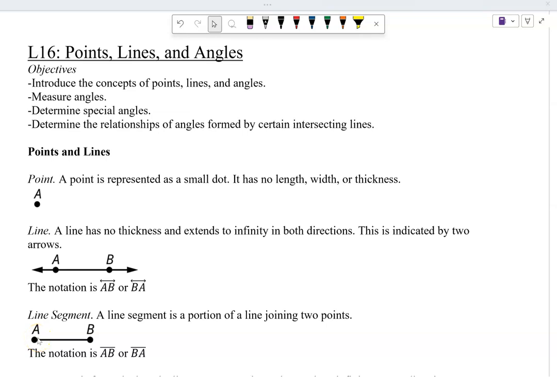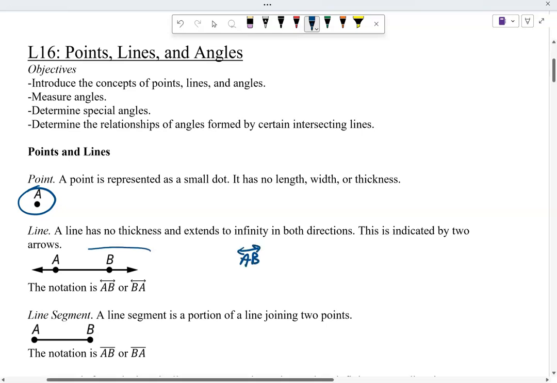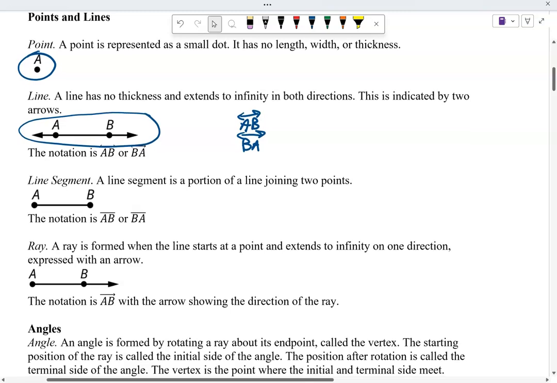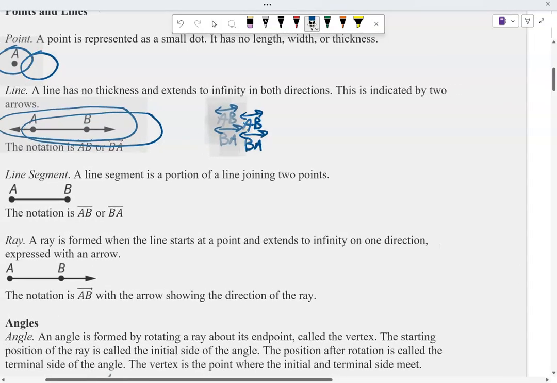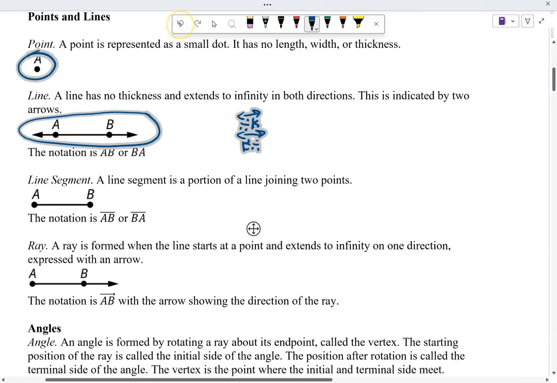We're going to take a look at points, lines, and angles. Let's first start out with a point. It's just represented by a small dot, right? It has no length, width, or thickness. A line, such as line AB, notice the arrow's going in both directions. Or you could say line BA, it really doesn't matter, has no thickness. A line segment now has a starting and a stopping point, right? So you notate it with line segment AB or line segment BA.